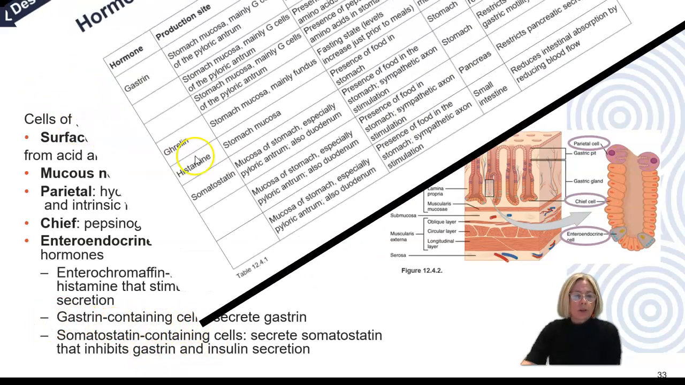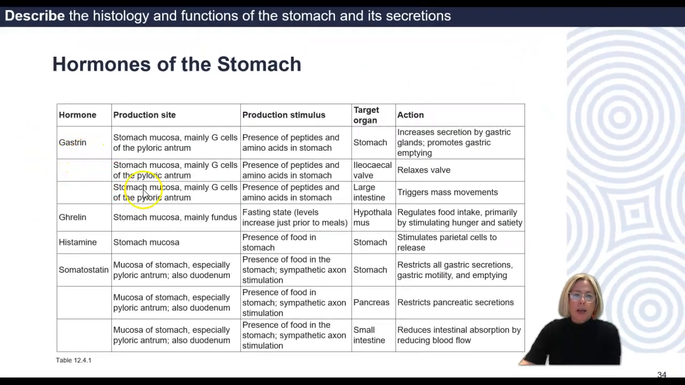So these hormones are summarized here. We have gastrin, and gastrin is stimulated when there's a presence of peptides and amino acids in the stomach. It has a few different targets, so it acts on the stomach to increase secretion by gastric glands, and it promotes gastric emptying. It also acts on the ileocecal valve further down the digestive tract to cause it to relax, and it also acts on the large intestine to trigger movement in there.